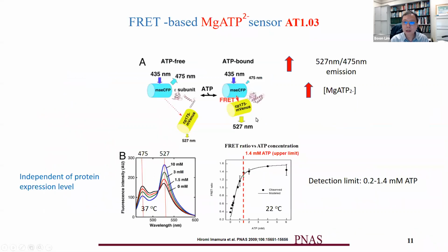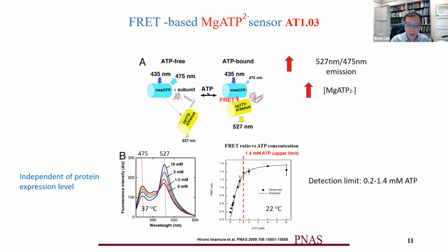So let me take the ATP sensor that is used in my lab as an example. This is a FRET-based ATP sensor, and its name is AT1.03. This was developed by a group in Japan, and they applied this in an animal system, and then our group used it in the plant system.